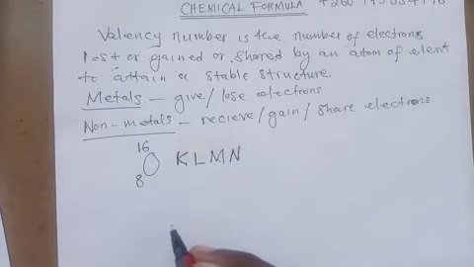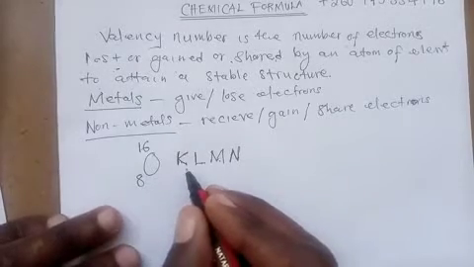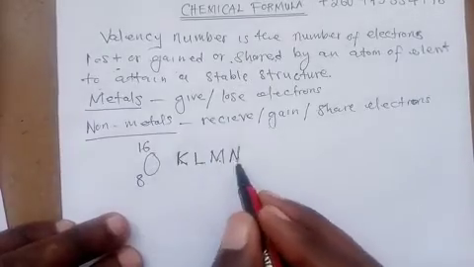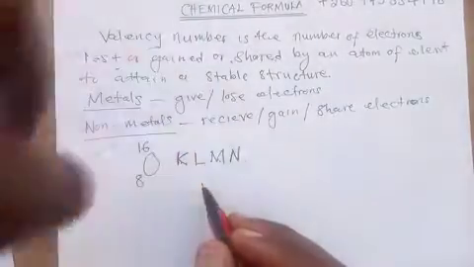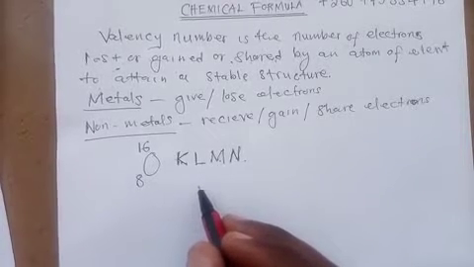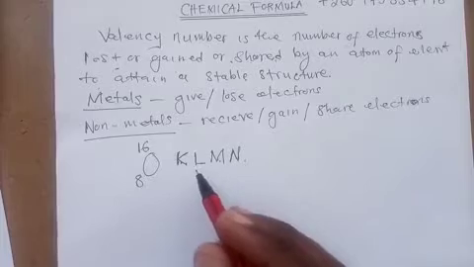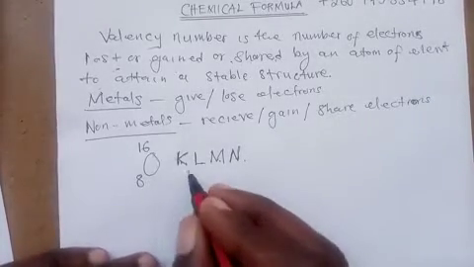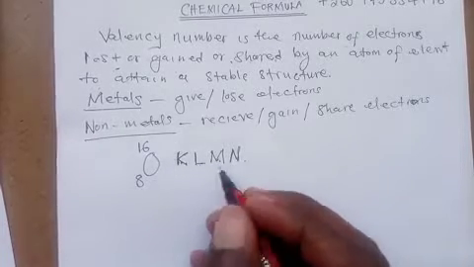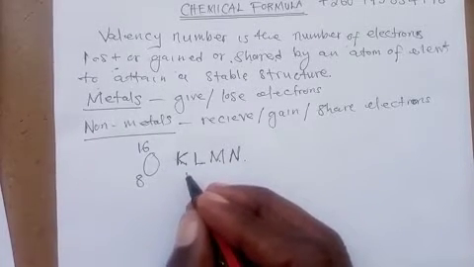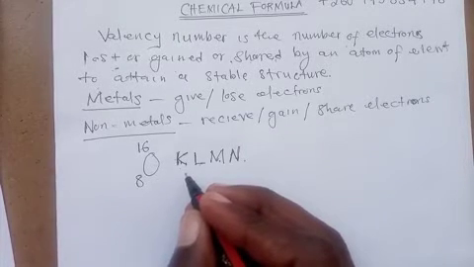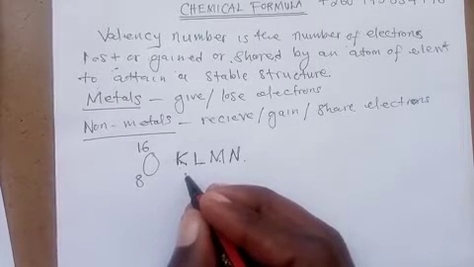I'm sure you learned about this. This is the first shell, this is the second shell, third and fourth shell. This is just how to write the shells in an electronic configuration of an atom. You learned that the first shell, K, always becomes full or stable with only 2 electrons.